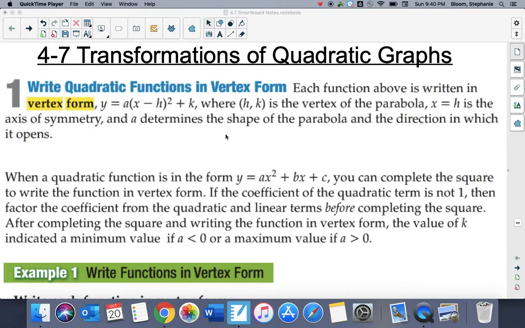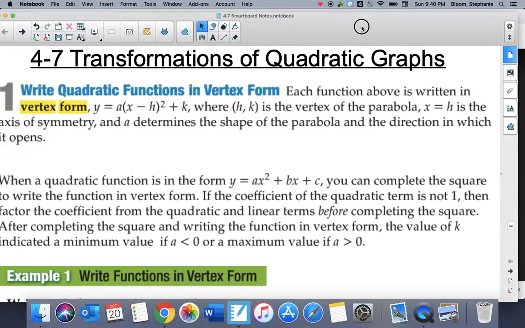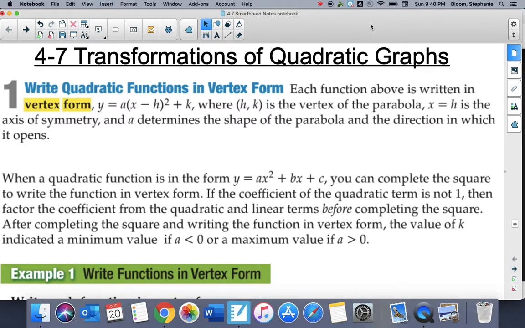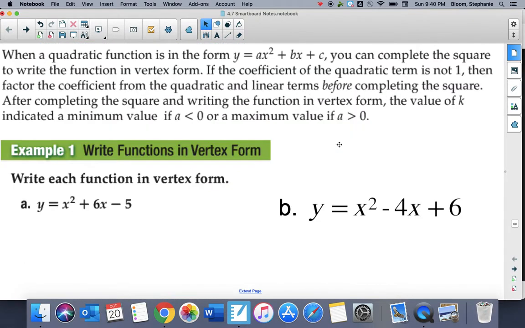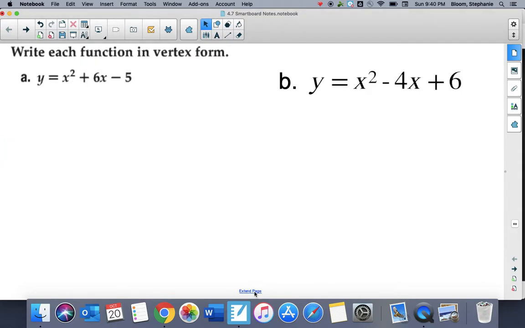So let's scroll down and look at this example here. Why can I not scroll? Okay, here we go. Okay, so let's look at this first one, a.